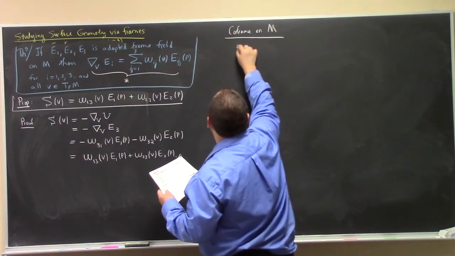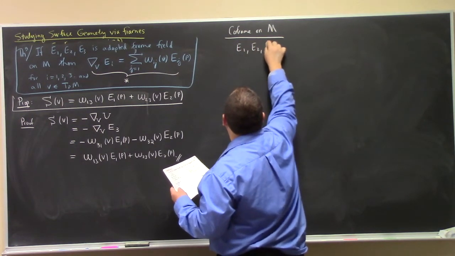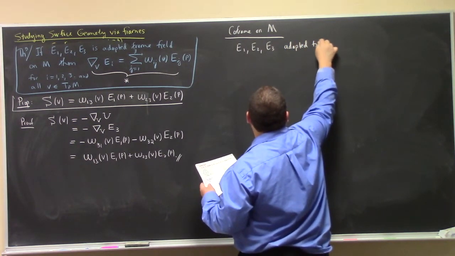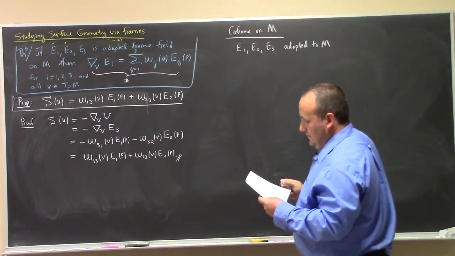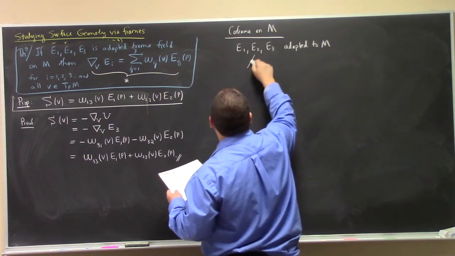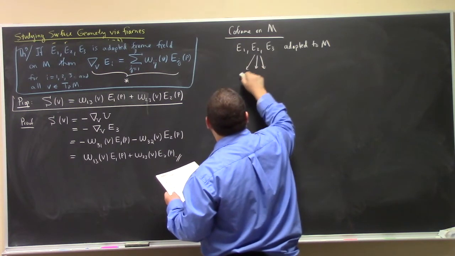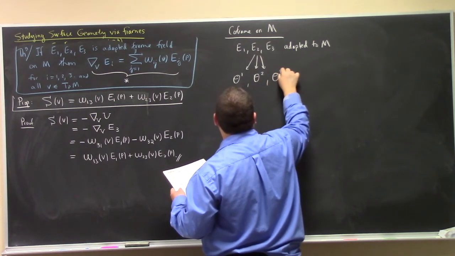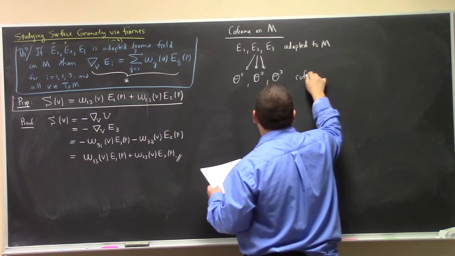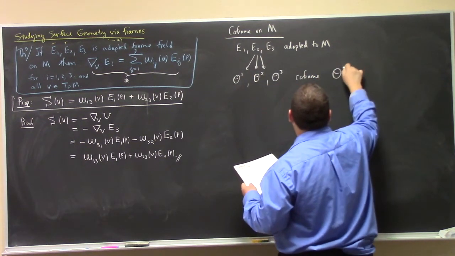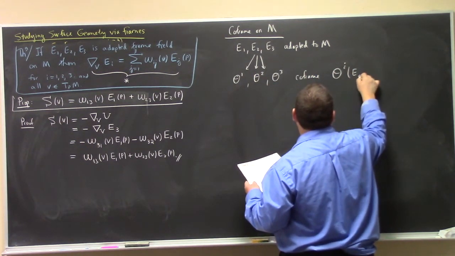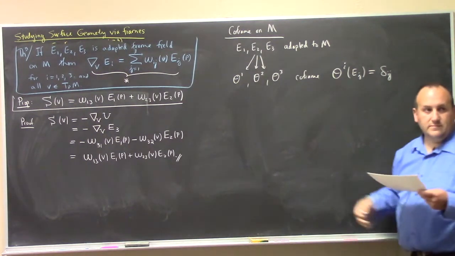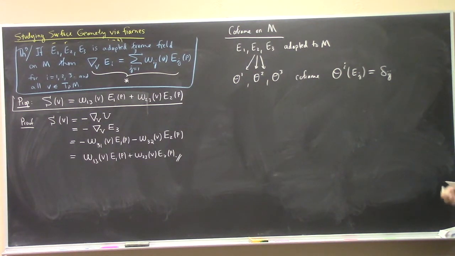So if you have E1, E2, E3 adapted to M, right? Then you can get the coframe, theta 1, theta 2, theta 3, coframe. And what's the rule? Theta upper I, E lower J is Kronecker delta ij, right? This is the so-called dual to the adapted frame.